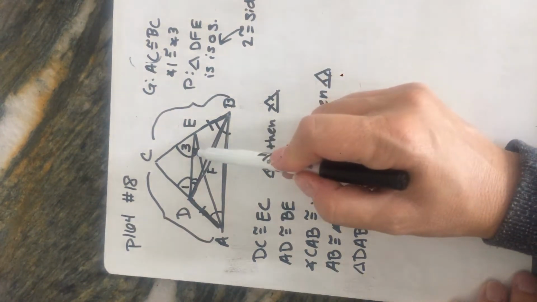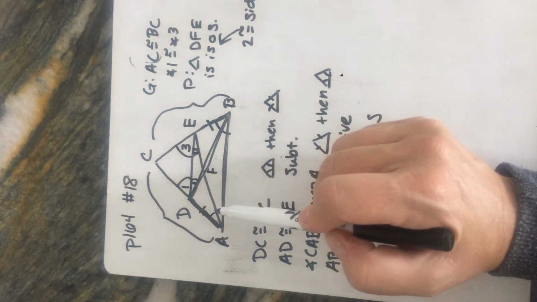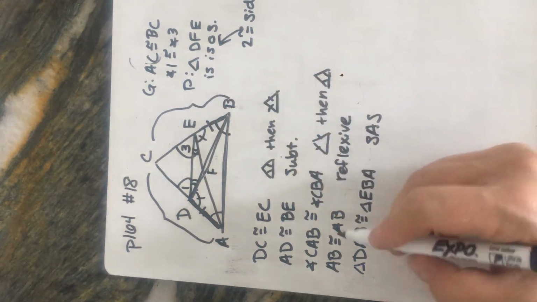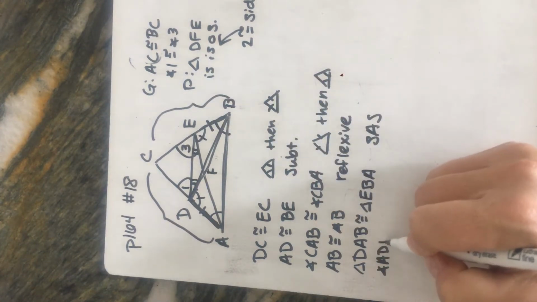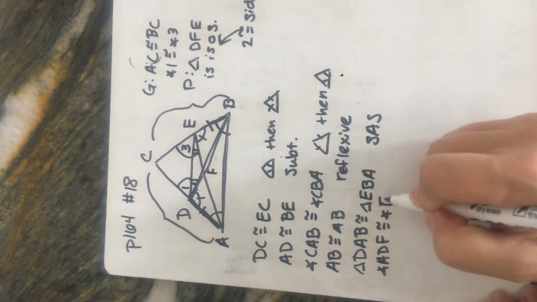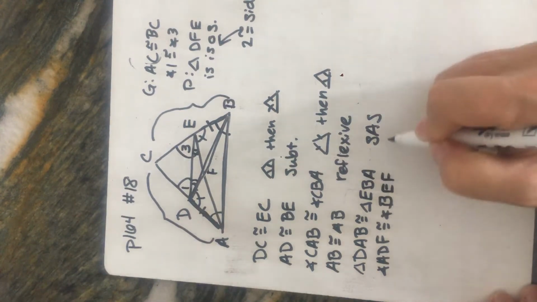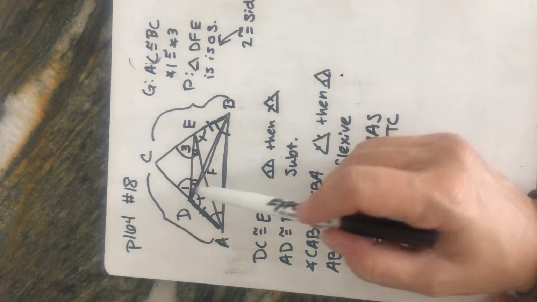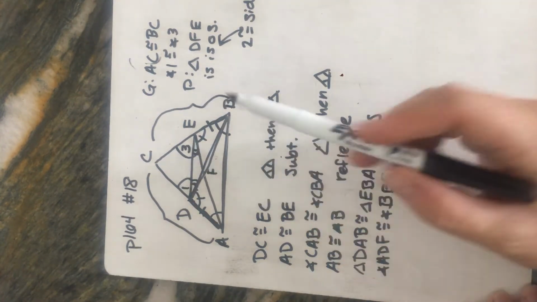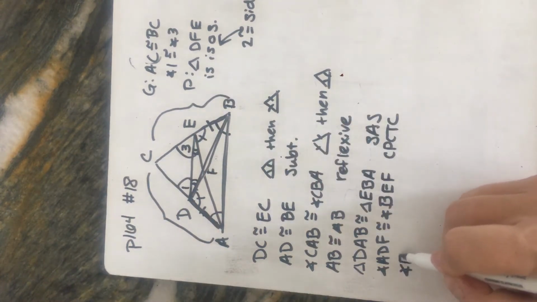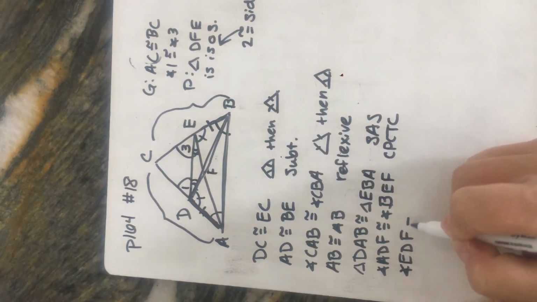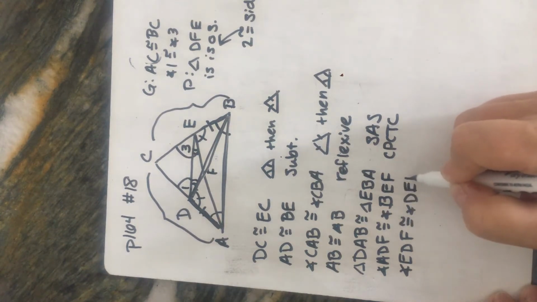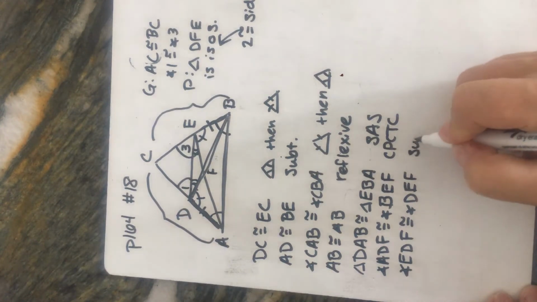All right, so we're shooting for these little guys up here. Well, what's going to help us with that would be these guys, right? So angle ADF is congruent to angle BEF by CPCTC. And then, so we already know one is congruent to 3, so by subtraction, angle EDF is congruent to angle DEF. Subtraction.